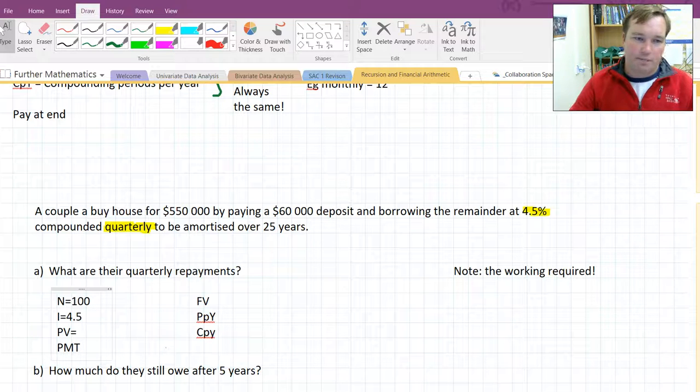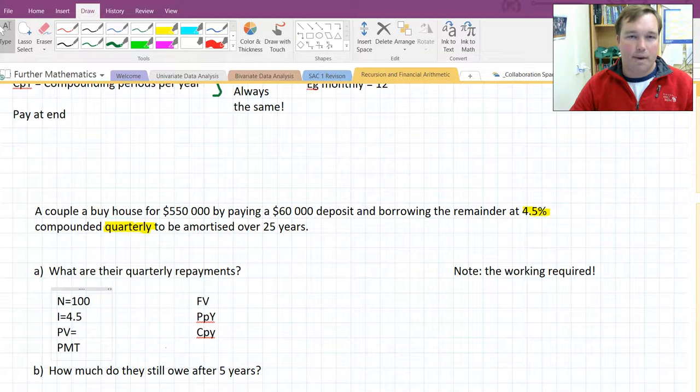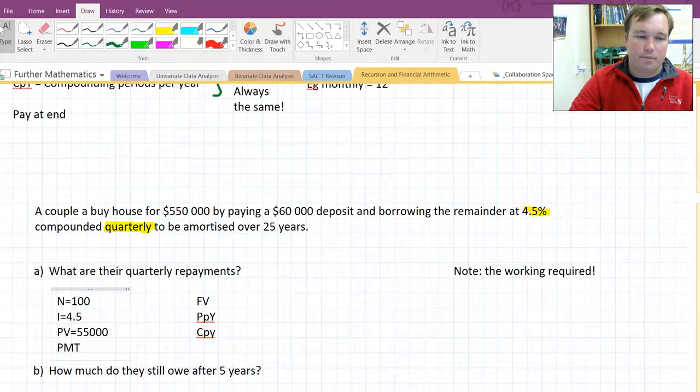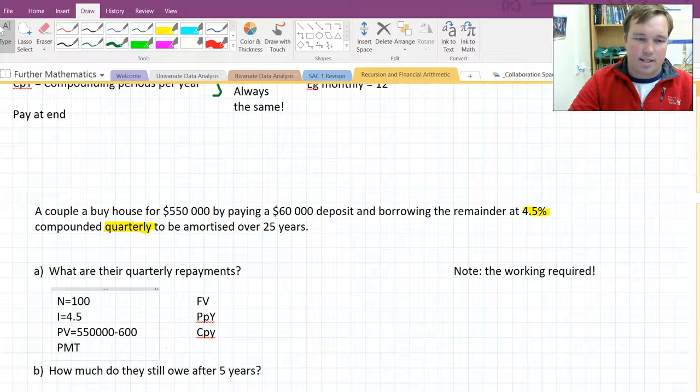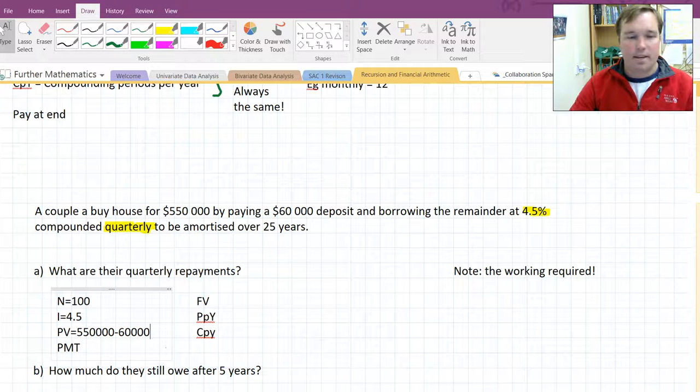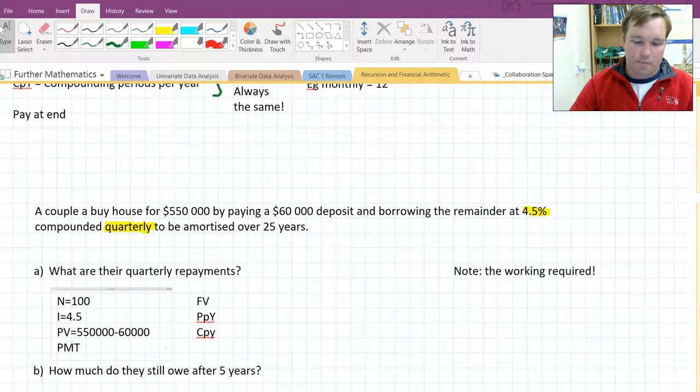Don't convert it to a decimal. Present value is the amount that they borrowed, so it's a starting amount. In this case, it wouldn't be $550,000 because that was the cost of their house. However, they paid a $60,000 deposit. So they subtract the $60,000 away, and all they need to pay is $490,000.